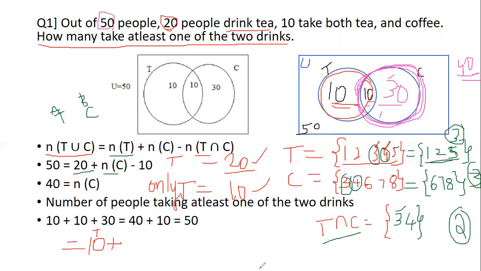Are you all able to relate it better now? When it comes to coffee, the number of people who drink coffee in total is 40. Out of this, the number of people who drink only coffee is 30. The number of people who drink coffee is 40.